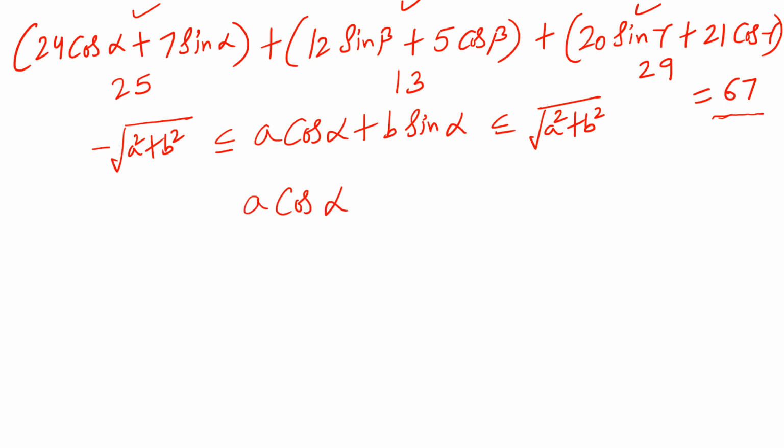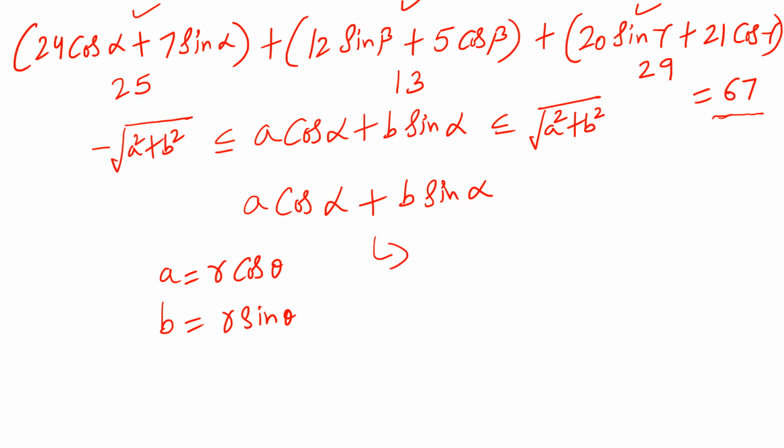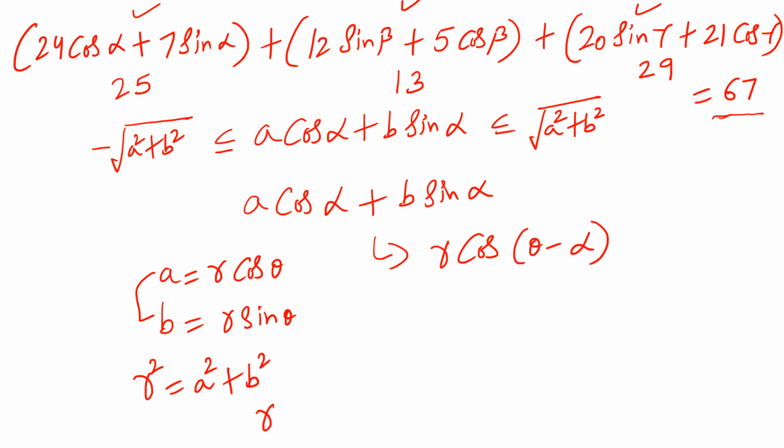if in the expression a cos alpha plus b sin alpha, I put a as r cos theta and b as r sin theta, then this expression clearly becomes equal to r into cos of (theta minus alpha). This clearly implies that the maximum value of this expression is r, and the value of r you can easily obtain by squaring these two equations and then adding them. So from here you get r square equal to a square plus b square, or r is equal to square root of a square plus b square.